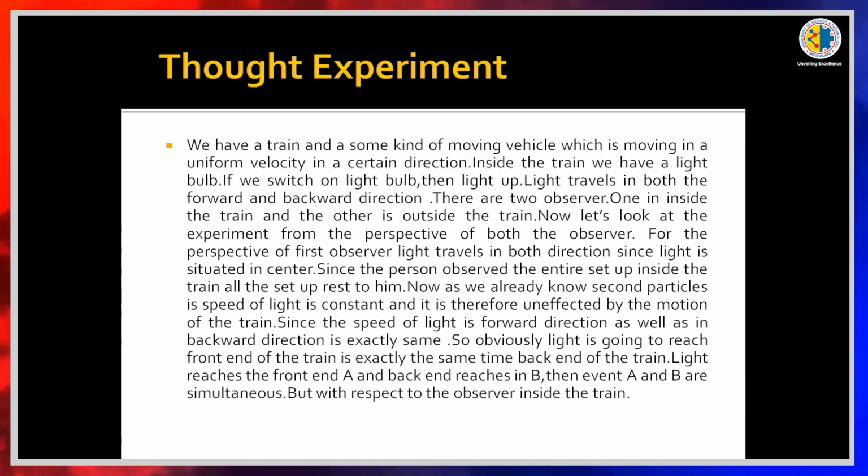Both observers observe the situation when light travels in forward and backward directions. From the perspective of the first observer, who is inside the train, light travels in both directions since the light is situated in the center. Since the person observes the entire setup inside the train, all the setup is at rest relative to him.